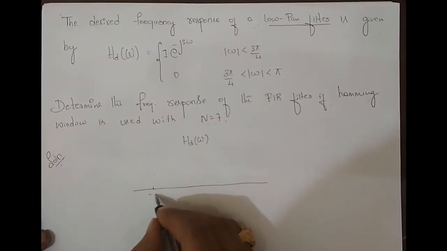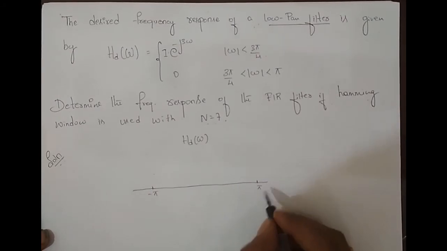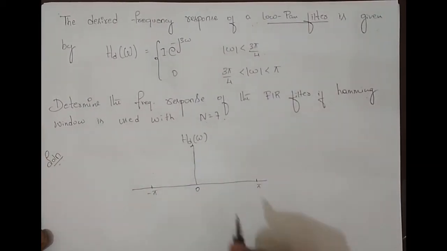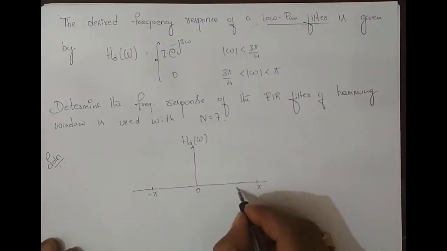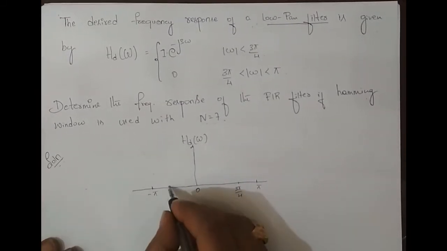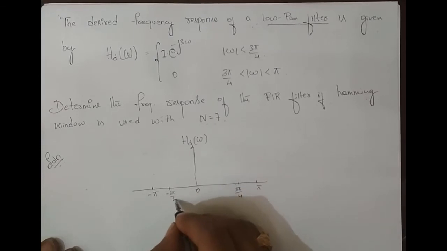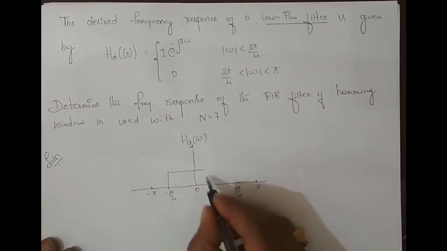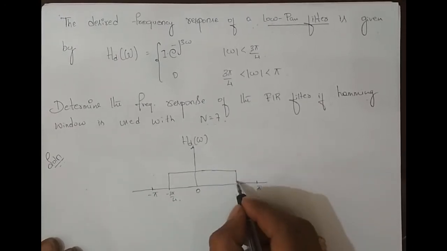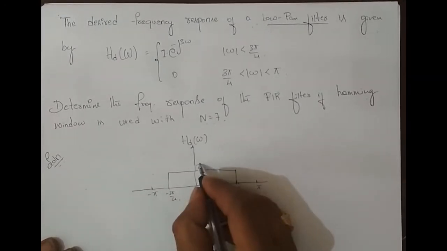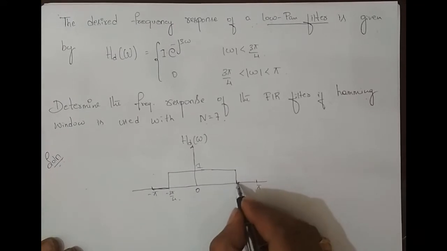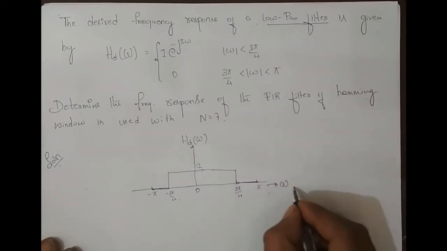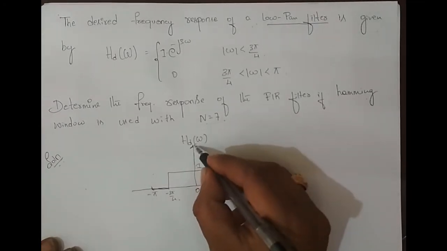So it is from minus pi to pi, one complete period which covers 2 pi, and this is 0. And from where to where is it 1? It is from minus 3 pi by 4 to plus 3 pi by 4. So it is 1 here, and it is 0 otherwise. And this is omega. So basically it's a low pass filter.